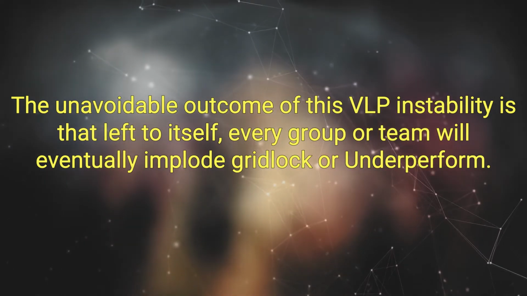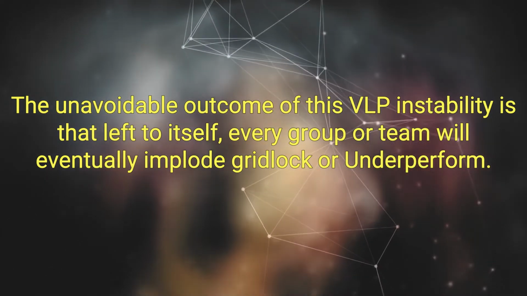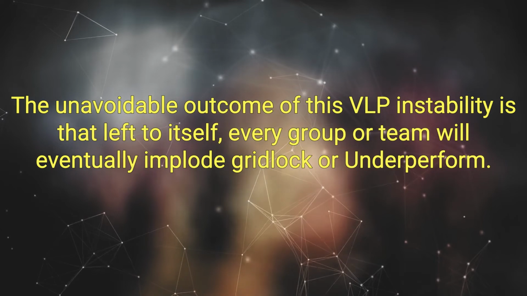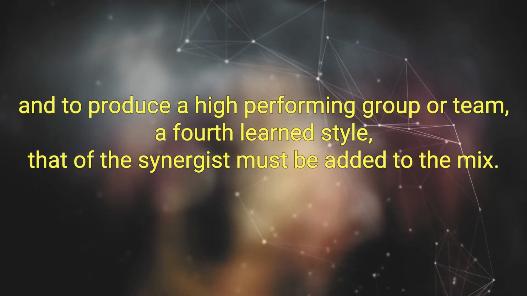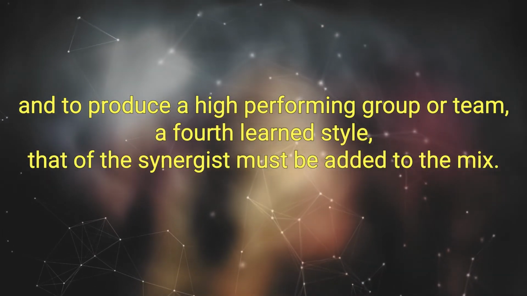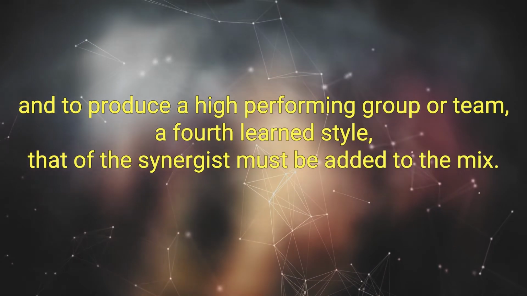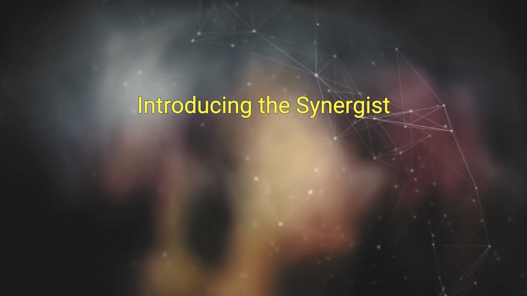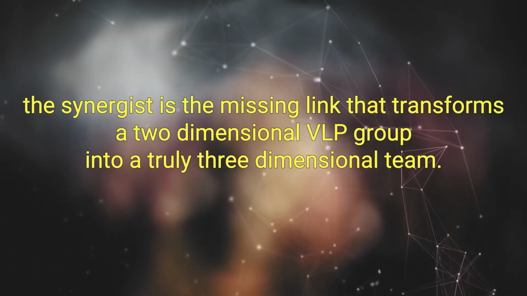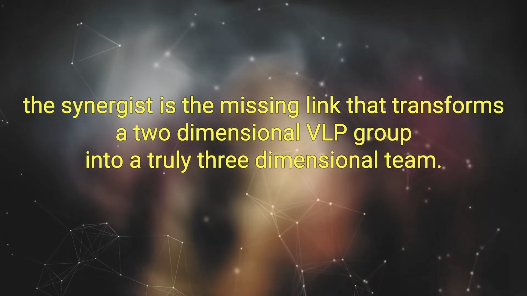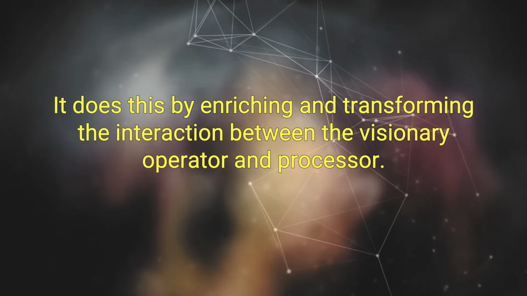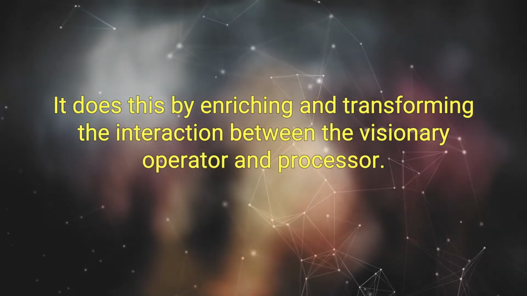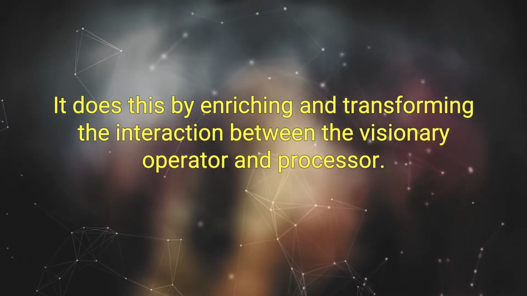The unavoidable outcome of this VOP instability is that left to itself, every group or team will eventually implode, gridlock, or underperform. The third key principle is that to avoid this fate, and to produce a high-performing group or team, a fourth learned style, that of the Synergist, must be added to the mix. Introducing the Synergist. The Synergist is the missing link that transforms the two-dimensional VOP group into a truly three-dimensional team. It does this by enriching and transforming the interaction between the visionary, operator, and processor.